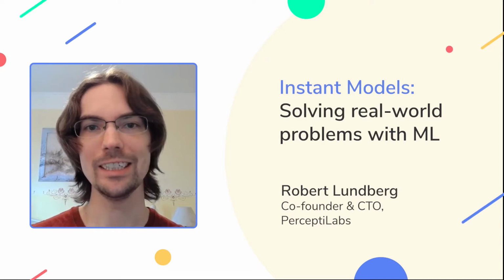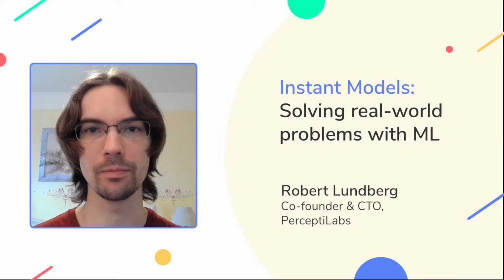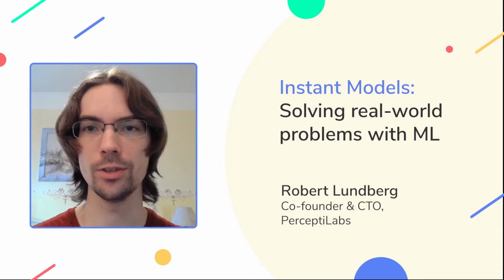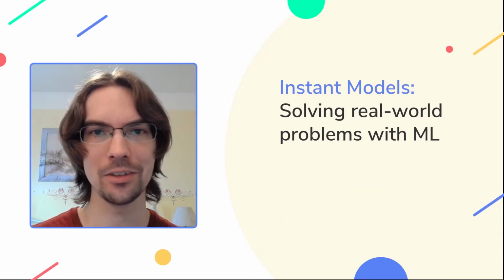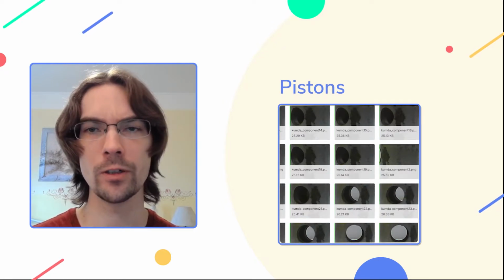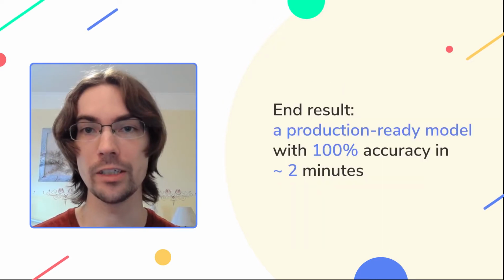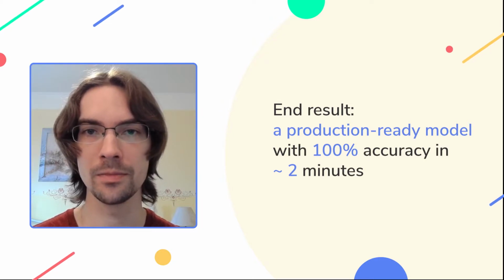Hi, and welcome to another instant model video where we're looking at real-world problems that can be solved by machine learning and how to quickly get a production-ready model using PerceptiLabs. Today we'll be looking at pistons, for example for air conditioners, and how to do quality recognition on them. By the end, we'll have a model which can perfectly recognize defects in these pistons. It takes just about 2 minutes to build, train, and test that model. So stay tuned and let's get to it.